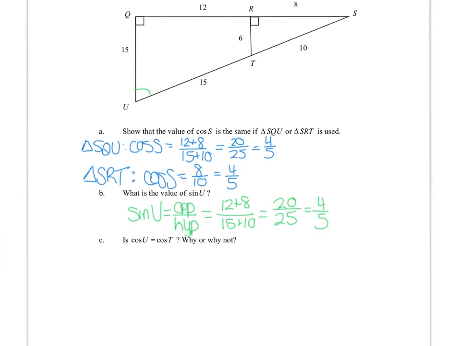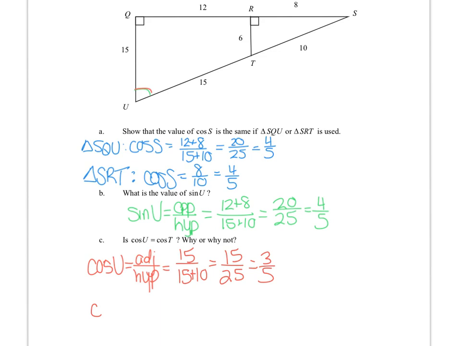Finally, we are asked, is cosine of U equal to cosine of T? Why or why not? So let's first find cosine of U, which means adjacent over hypotenuse. So cosine of U, my adjacent is 15 over my hypotenuse of 15 plus 10. This gives me 15 over 25, which simplifies to 3/5.